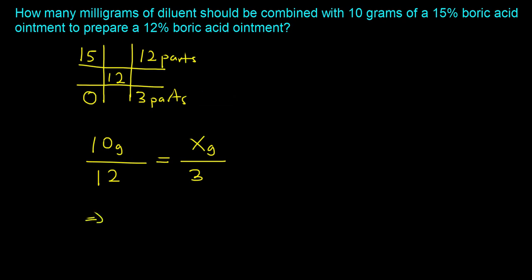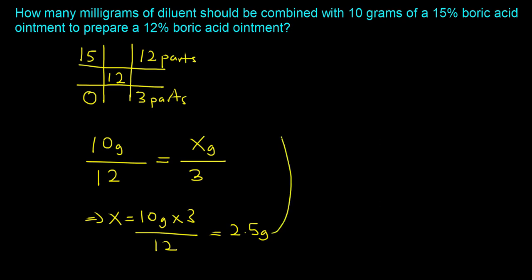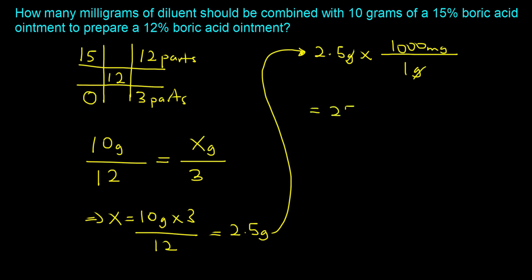So we go ahead and solve for x. X equals 10 grams times 3 divided by 12, and that gives us 2.5 grams. Now we don't stop here because the question is asking about milligrams. So we take the 2.5 grams and convert that to milligrams using the conversion factor: 1 gram is 1,000 milligrams. So grams cancel out and you end up with 2,500 milligrams.